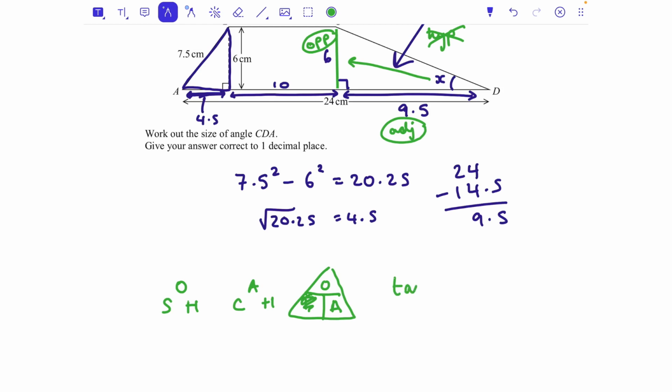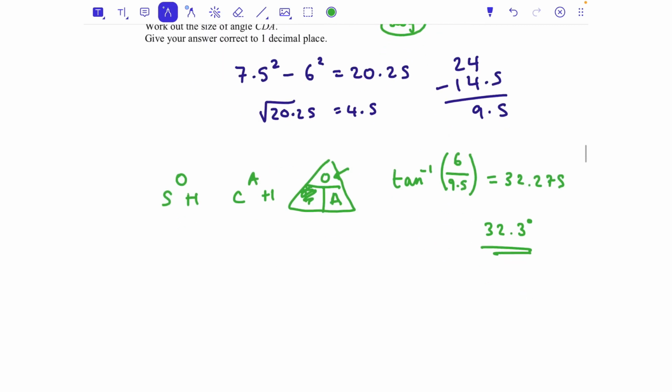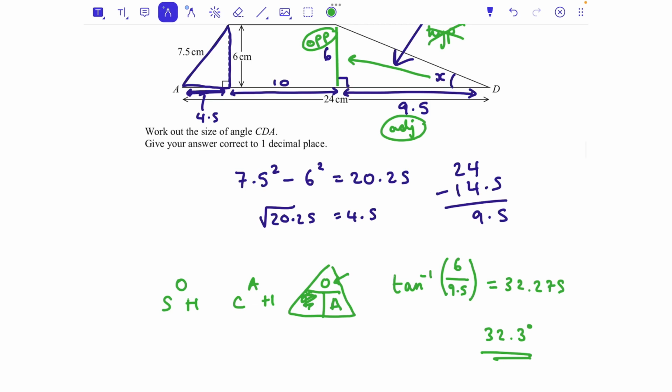Whenever you want the angle, you either do sine to the minus 1 or cos to the minus 1 or tan to the minus 1 in this case. And in the bracket goes everything else. So tan to the minus 1, the opposite is on the top of the fraction, so that goes up there. And the adjacent 9.5 is on the bottom. Typing that in my calculator, tan to the minus 1, 6 over 9.5, and that is 32.275. So let's do 32.3 degrees because it says it wants it to 1 decimal place. So there we go, that's that one.